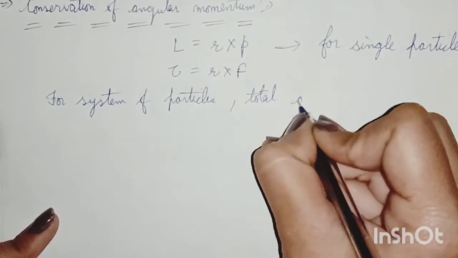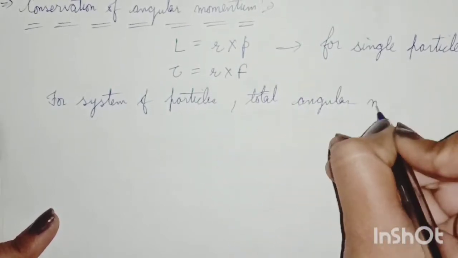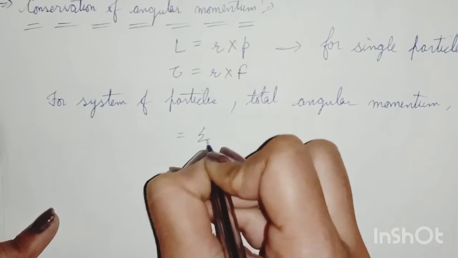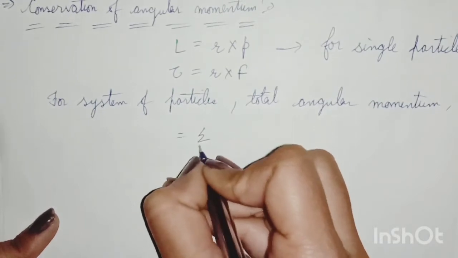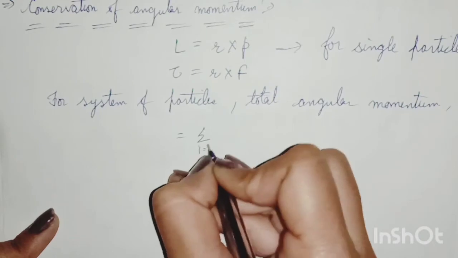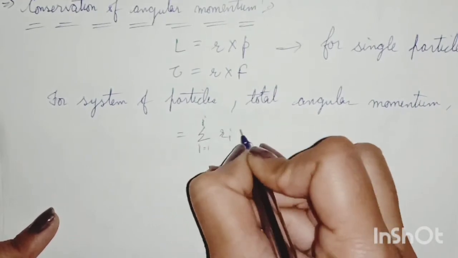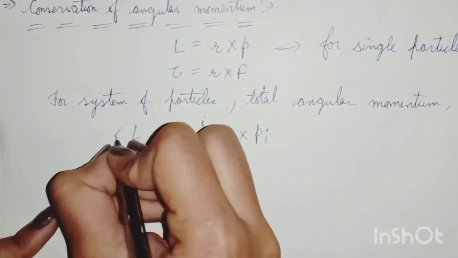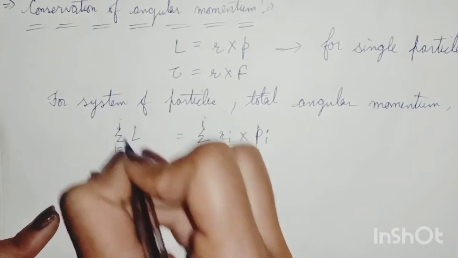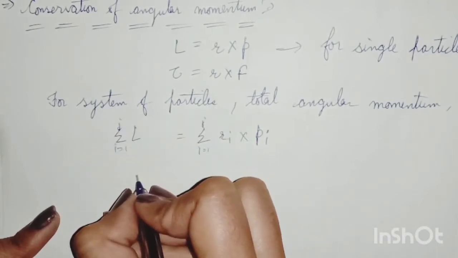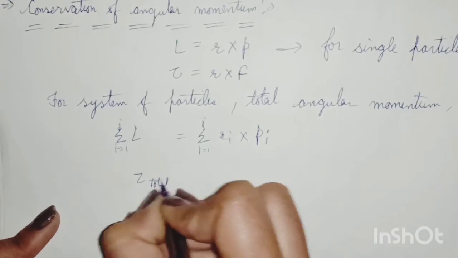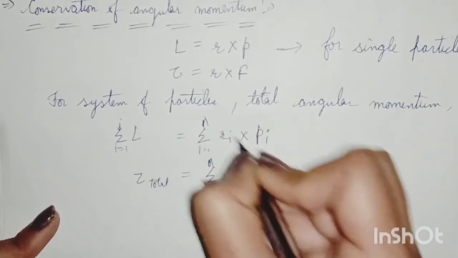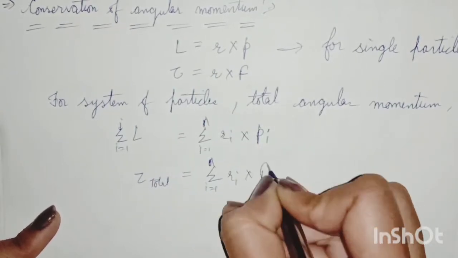total angular momentum is summation i equals 1 to n of ri cross pi. Similarly for total torque, you can write summation i equals 1 to n of ri cross Fi.